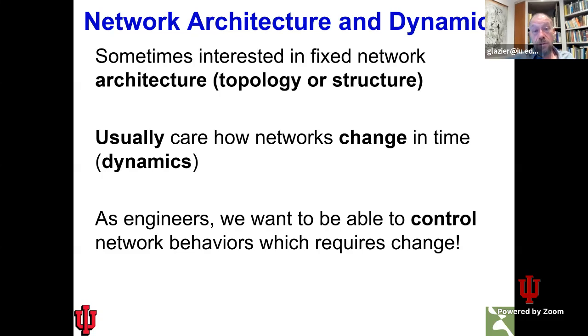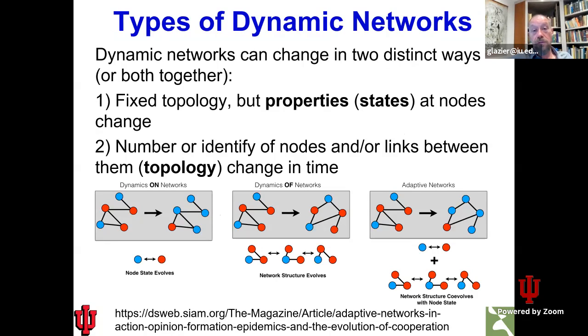Networks have an architecture, topology, which we've talked about. And as I mentioned, there are a lot of people who study the fixed topology, the fixed architecture of networks. In our case, we're always going to be caring about how things change, how networks change in time, and we want to be able to control those changes.